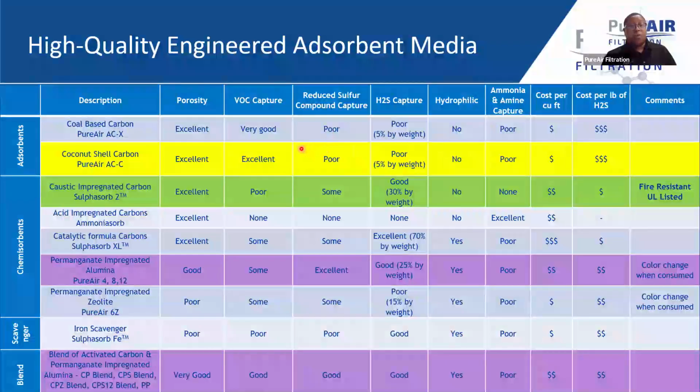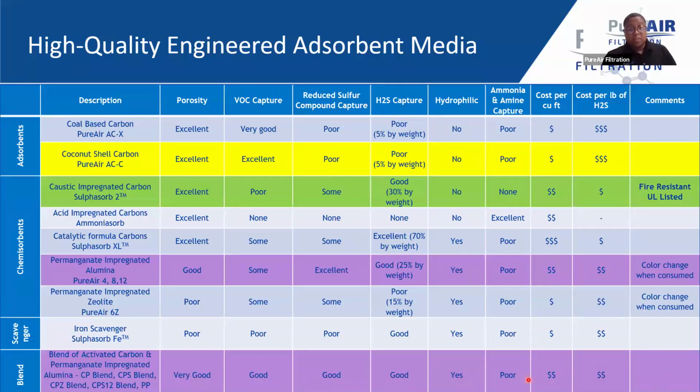But it's really not good for those reduced sulfur compounds or even H₂S. If we go down here, you can see that the self-absorbed XL, of course, is a better choice just because it removes more in terms of H₂S. But you can also use it in conjunction with our blends to get a broader range capture of any odorous gases that you may encounter.